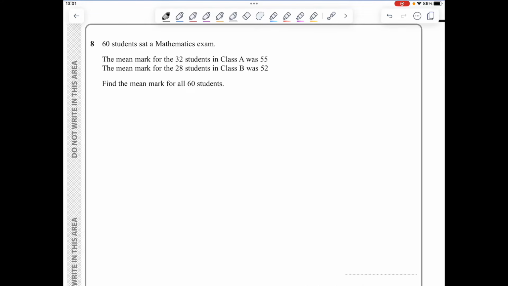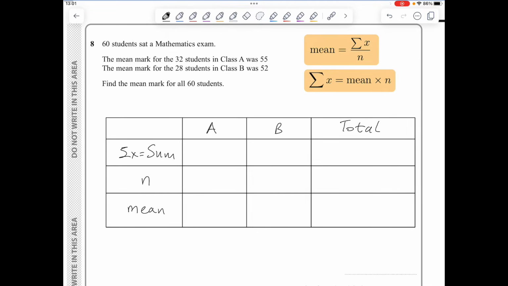For question 8, I will need to use the following formula. Mean is equal to the sum, sigma x, divided by the number of students, which is n. Now if you rearrange this formula, you will get sigma x, which is the sum, equals mean times n. Now we'll summarize all the information on a table.